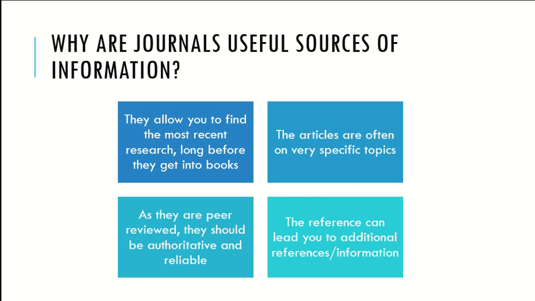Anyways, there are many sources of information. The point was there are many sources of information. Why are journal papers more preferable? Because of these points. They talk about information which is recent, and you will not find it in the books.